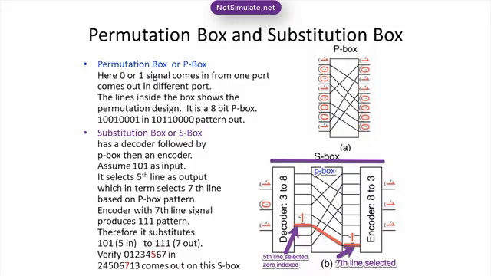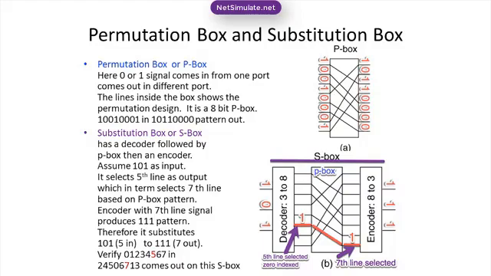The lower diagram is a 3-bit substitution box called an S box. It is composed of a 3-bit to 8 output decoder, followed by a P box, followed by an 8 to 3 encoder. Here with the 101 bit pattern coming into the 3 ports, the decoder will select or activate the 5th output port. Here we use 0 index. The 6th line, we call it the 5th port. The top output port is the 0th port.